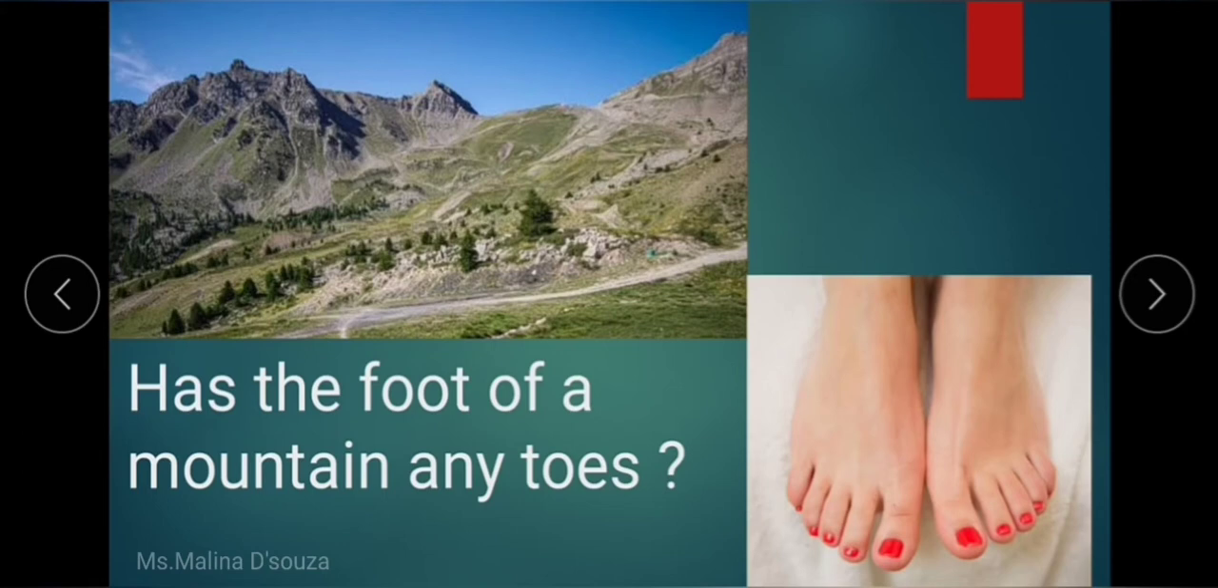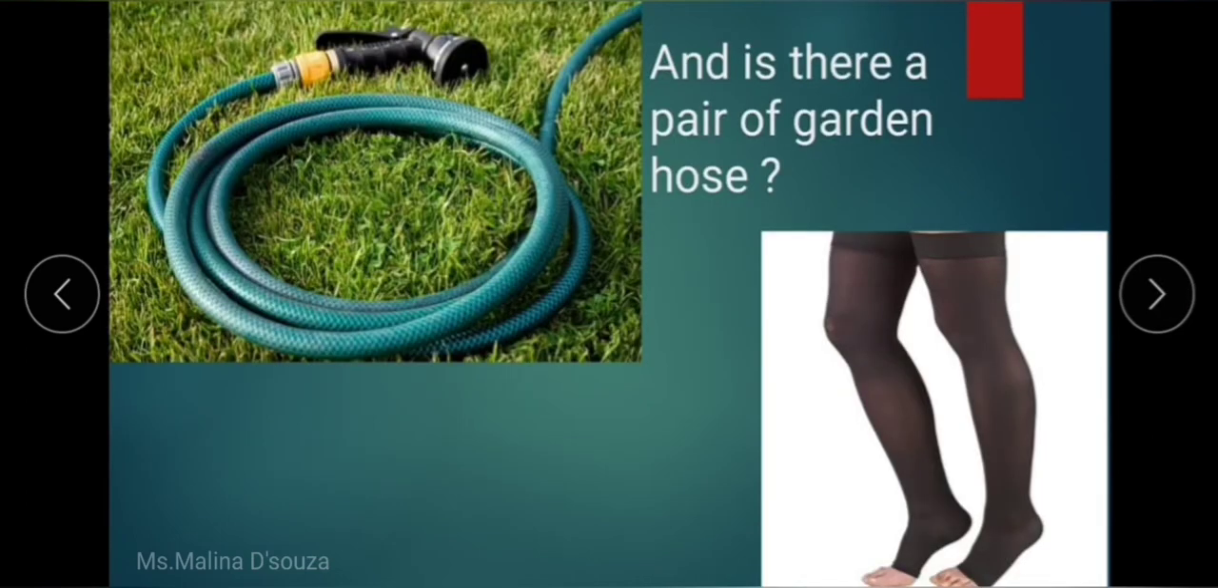Now when we use that word foot, we human beings also have a foot and we have our feet, we have toes. But if we talk about the foot of a mountain, the mountain doesn't have toes. That means the word foot has two meanings. One, the base of the mountain, and the other, the human foot. Now the next line. And is there a pair of garden hose?